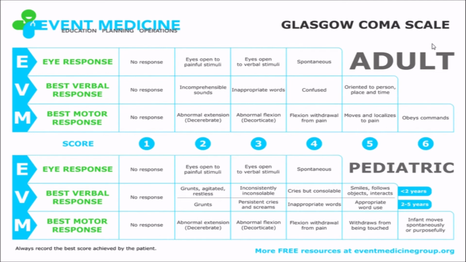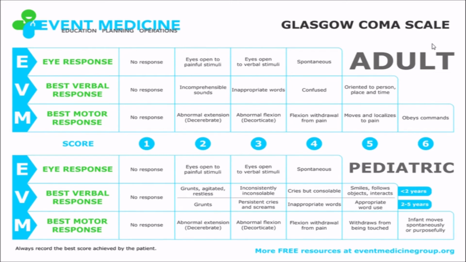The next one is the best motor response. It applies a varied painful stimulus. 1 indicates no response to pain, 2 indicates abnormal extension. The stimulus causes limb extension, like abduction, internal rotation of shoulder, pronation of forearm, and wrist extension. 3 indicates abnormal flexion. The stimulus causes abnormal flexion of limbs, like adduction of arm, internal rotation of shoulder, pronation of forearm, and wrist flexion. 4 indicates flexion withdrawal from pain. Pulls limb away from painful stimulus.